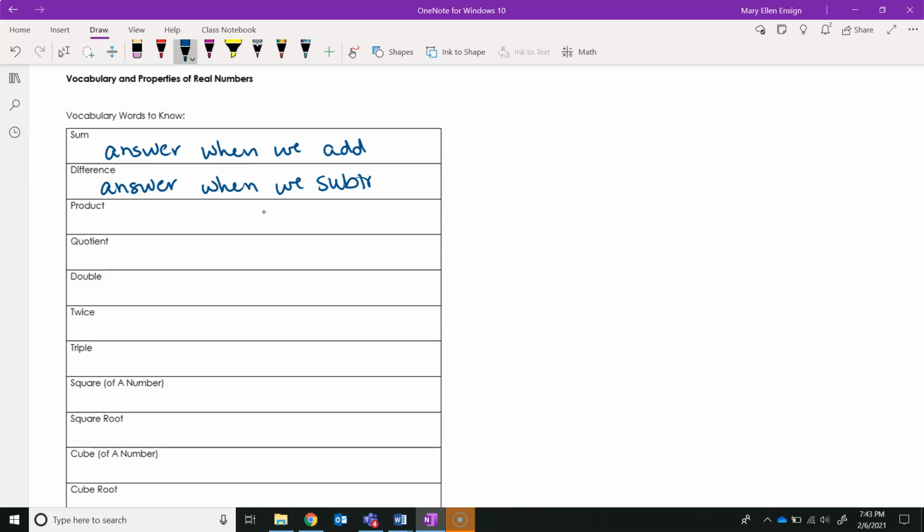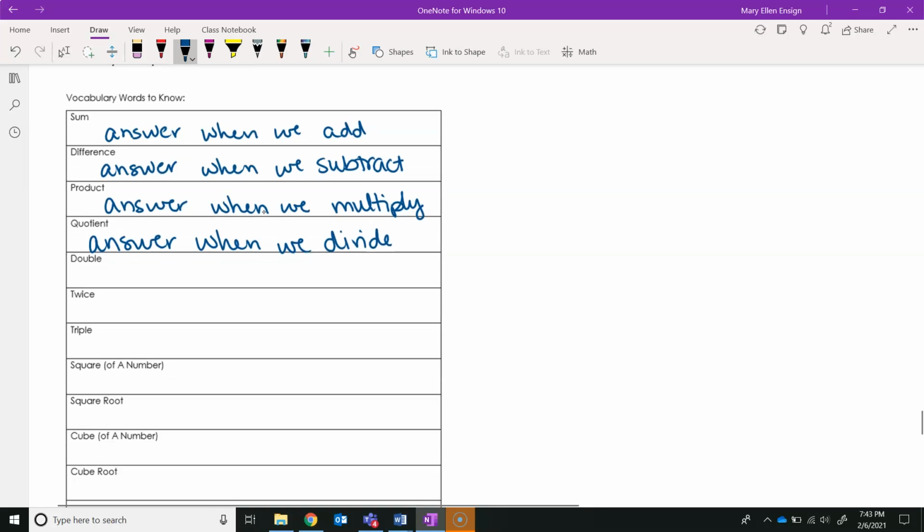And this is important too, because if we say, what's the sum of these two numbers? If you don't know what sum means, you don't know what operation to do. The product is the answer when we multiply, and the quotient is the answer when we divide.